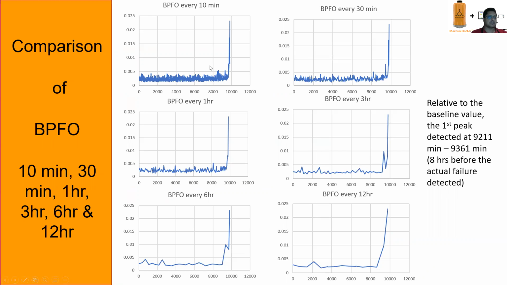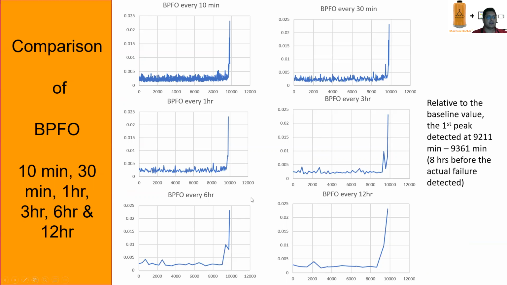So that means with every 10 minutes waveform data, one will be able to detect an early bearing outer race failure 8% in advance, because the first early advance happened somewhere here. 9,211 divided by a total of 10,000 minutes is what this ran. So it's around 8% in advance.